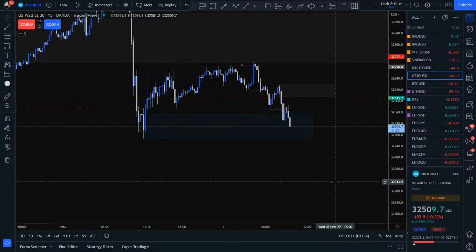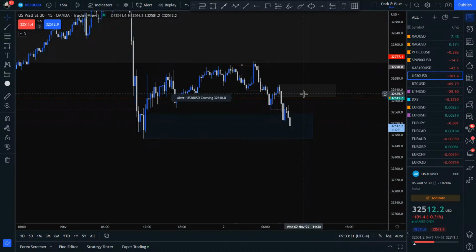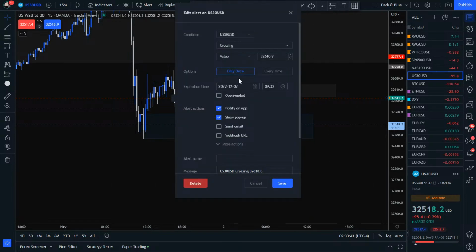I want to get an alert if price comes back up to this zone after it breaks this low. I want to see what we get for an opportunity.